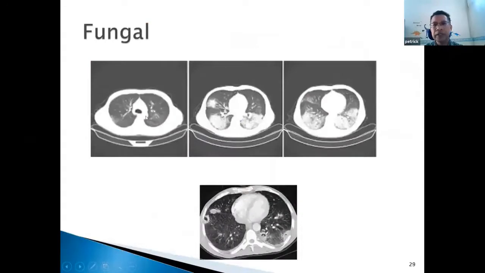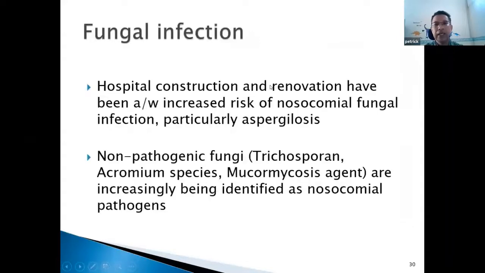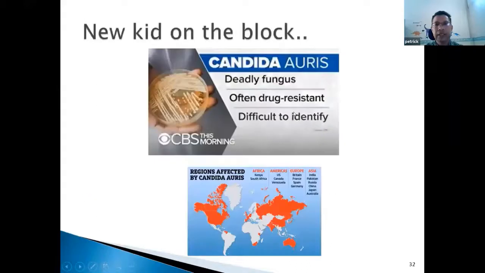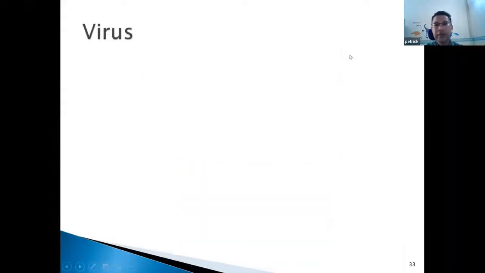Okay, so these are pictures of fungal infection. You can see how damaged the lung is. And as the previous speaker mentioned, with renovation we see all these funny names of fungi, which are also very hard to treat. Fungus grows in unfiltered air, ventilation systems, duct systems, carpet, food, and plants. That's why we try not to keep food and plants in the ward, because they can pick up fungus and the patients can inhale it. There are new, more dangerous fungi also appearing, which are very hard to treat and spreading everywhere. Candida auris.